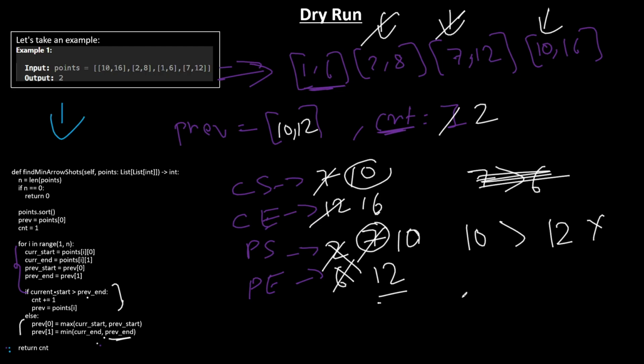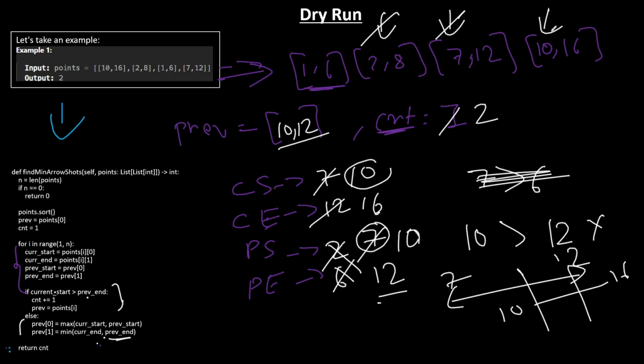And if I draw the lines, let it be 7 to 12 and 10 to 16, right? So this is where a person should shoot the arrow, so that both the balloons can burst: 10 comma 12, right? And after that, the loop is done. We come out of the loop and return the count, which is 2. And our output is also 2, right? So I hope you understood this dry run.